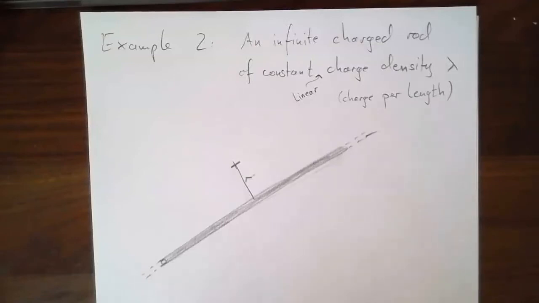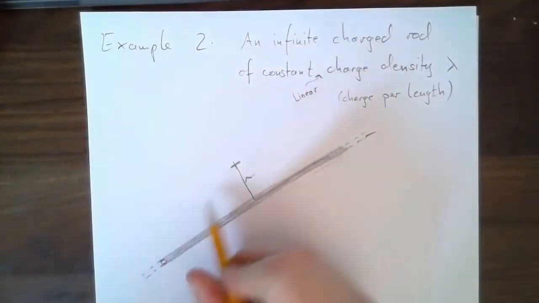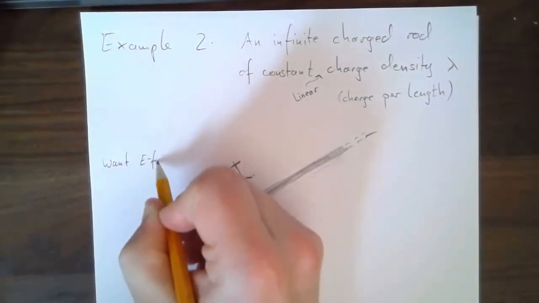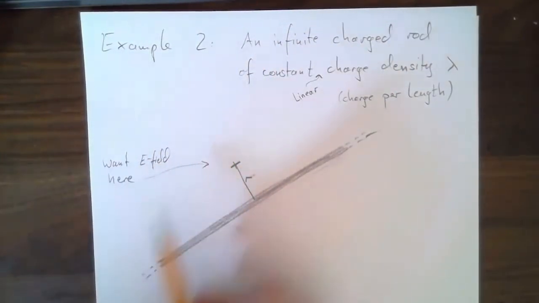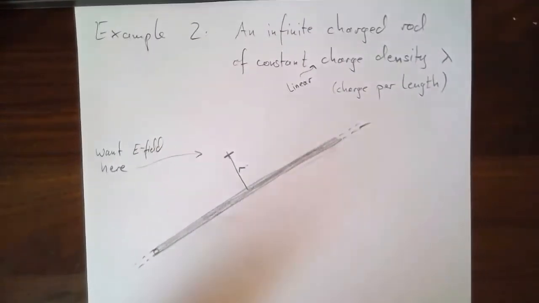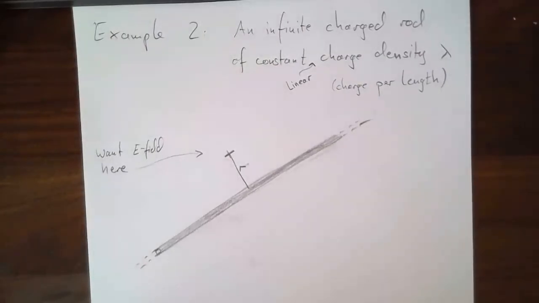Okay, so we want the electric field there. Write this out. Want the electric field here. Okay, let's think about the symmetry first, right? This is step 1. Step 1 of applying Gauss's law. What is the symmetry here?